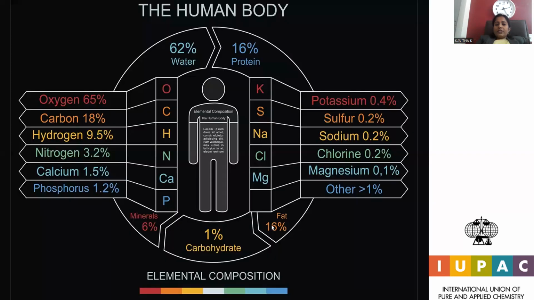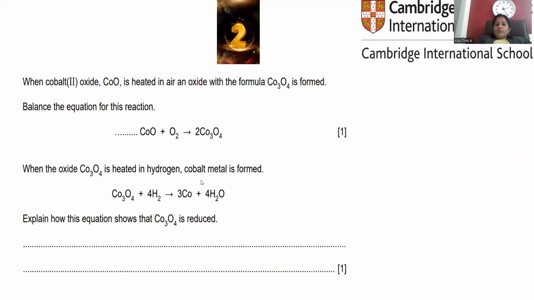The most abundant element found is oxygen, and the most abundant biomolecule found in the human body is water. Then move on to question number two. Question number two is from Cambridge Assessment International Education.